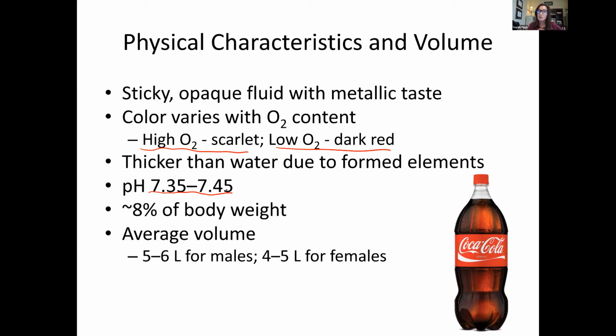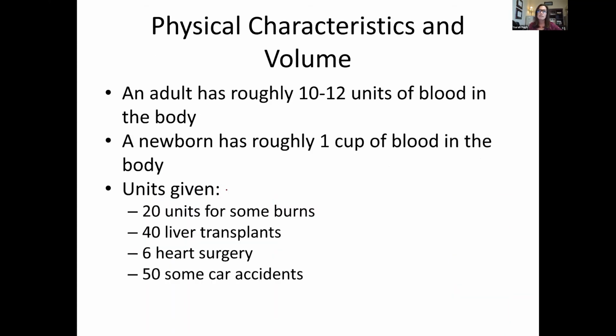Your blood is about 8% of your body weight. And typically we have about 5 liters of blood in our body. So think about, I put a liter bottle of Coke up here, not a 2-liter bottle, but a liter bottle of Coke. You have about 5 of those filled with blood. Now, we don't typically refer to the amount of blood we have as liters. Instead, we talk about it in terms of units. So we have 5 liters, or roughly 10 units of blood. So each unit of blood is about a half of a liter. And that's for an adult.